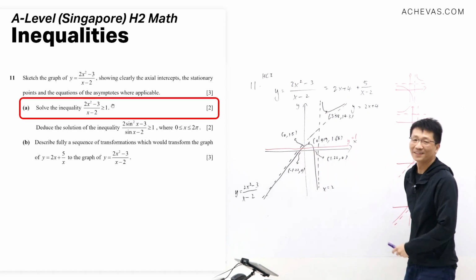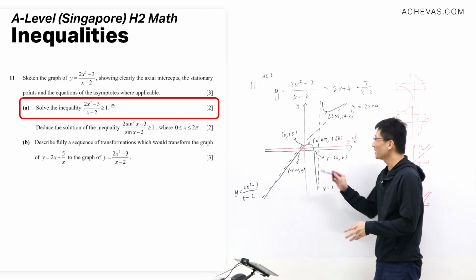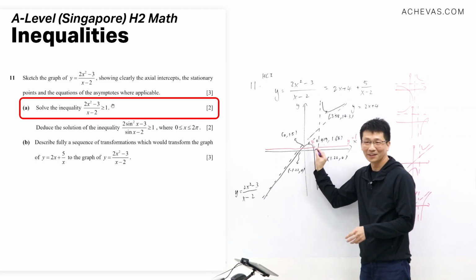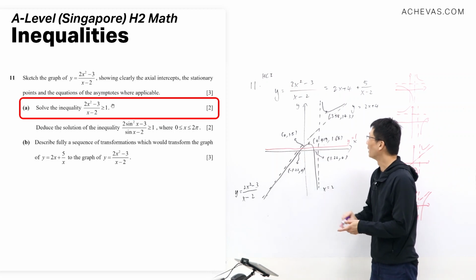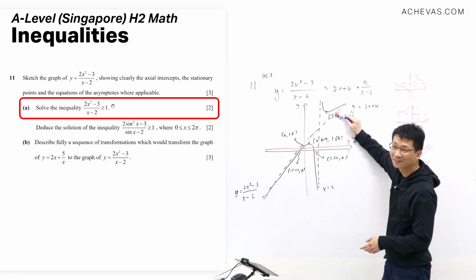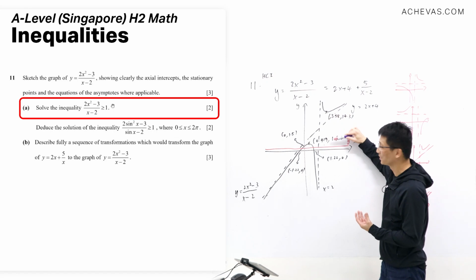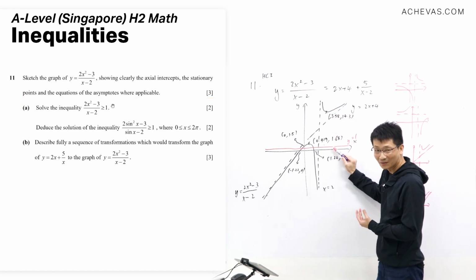Oh, that's very good. A lot of students actually just concentrate on this particular part only. They just thought, hey, only between here and here, but they forgotten about this part here. So this part is also part of the solution, right? You can see this is also above the red line.